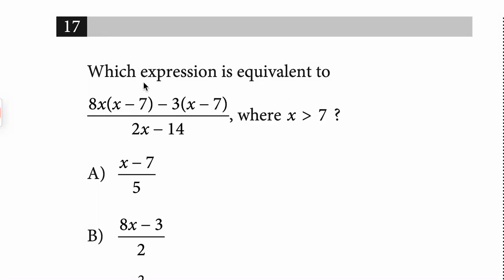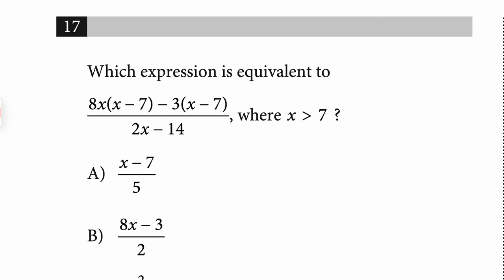Number 17. Which expression is equivalent to 8x(x − 7) − 3(x − 7) over 2x − 14? Okay, so that means we have to solve it. Now, this is the beauty of expressions, that you can take many ways to solve one question. So I'll try to solve it with the easiest one.